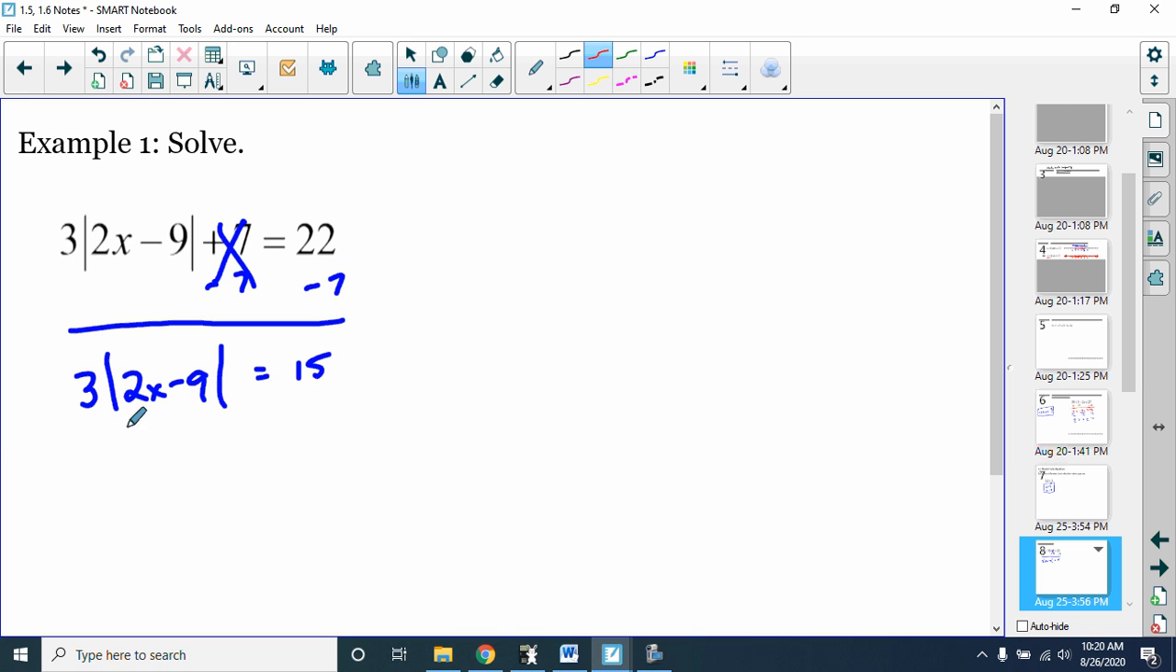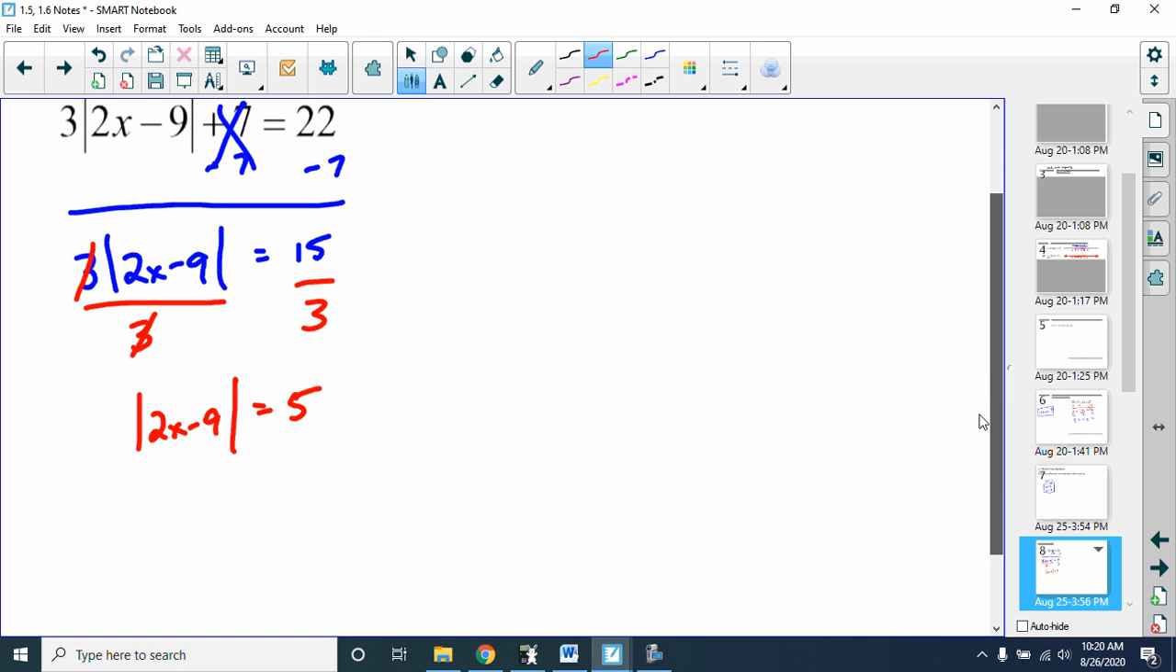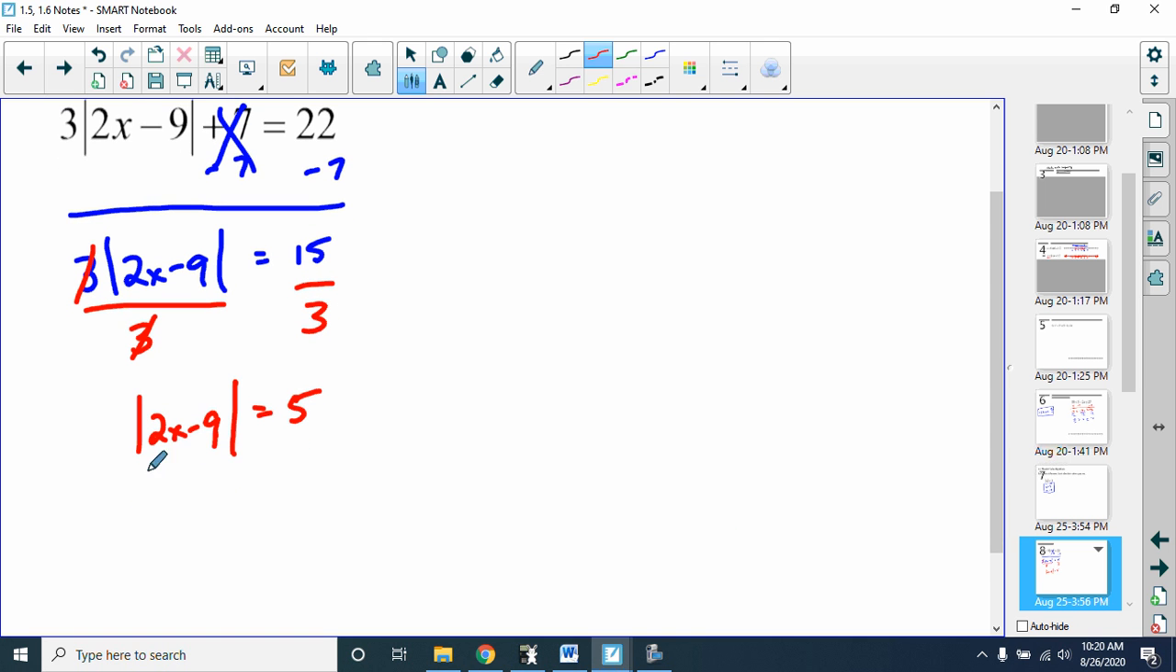Get rid of that 3 by dividing both sides by 3. And then once we have those absolute values by themselves, we can say 2x minus 9 could be equal to 5, or 2x minus 9 could be equal to negative 5, because if it is, I would take the absolute value of negative 5, and I get positive 5 there also. And then we solve for x. Add 9 to both sides.